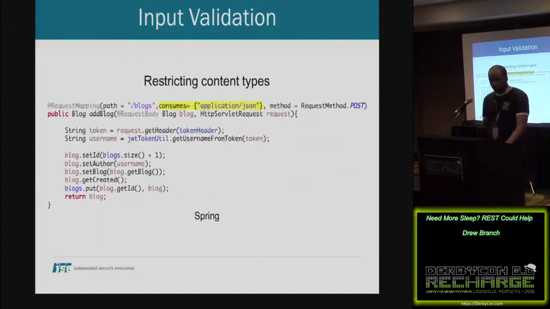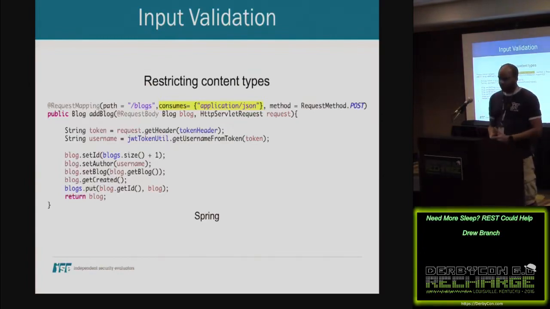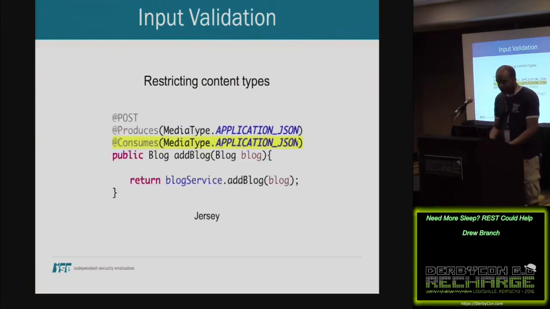Let's see how to do this in Spring. You can just add consumes equals whatever data type you want within the actual endpoint. Now Spring automatically handles errors. So say you receive a request containing text/XML, Spring will actually handle the error and send an error message back to the client. And this is what it looked like in Jersey.